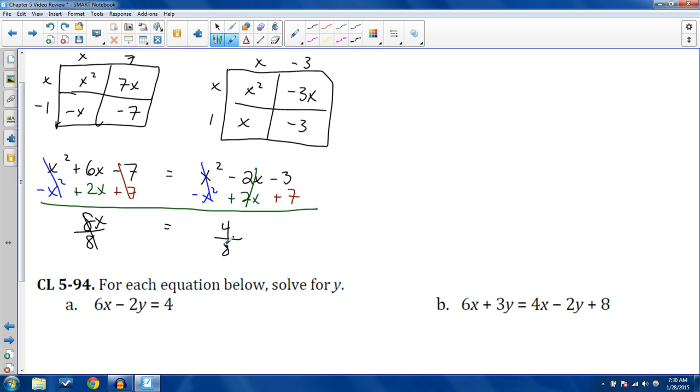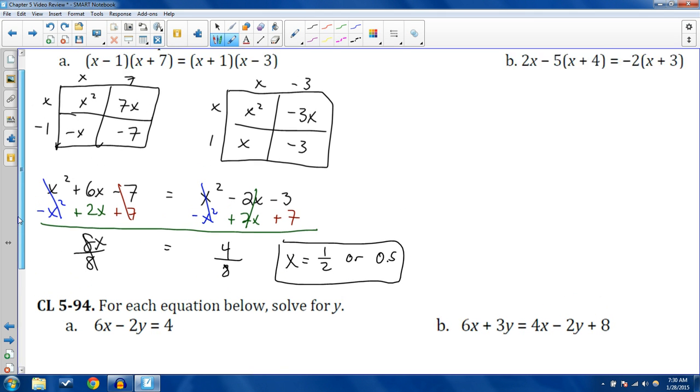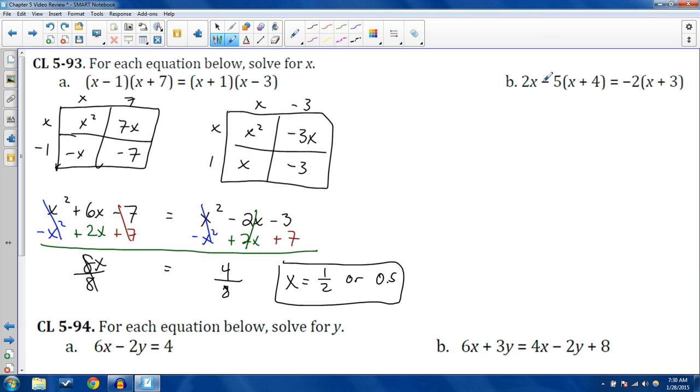You'll get x equals 4 over 8. Now 4 over 8 reduces to 1/2. Or if you wrote 0.5, that's good as well. And you can double check that. Speeding up here, let's go ahead and use arrows for this one.